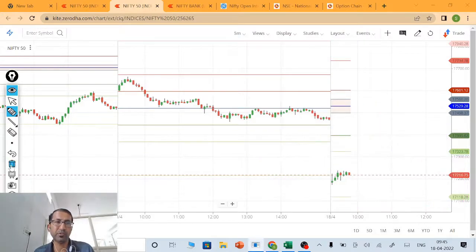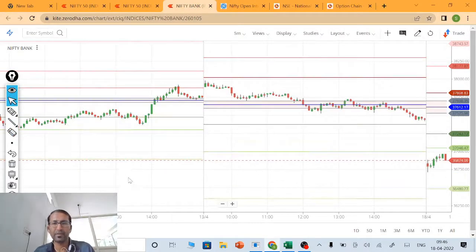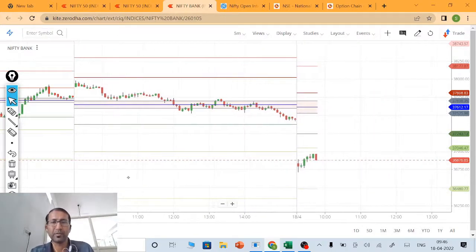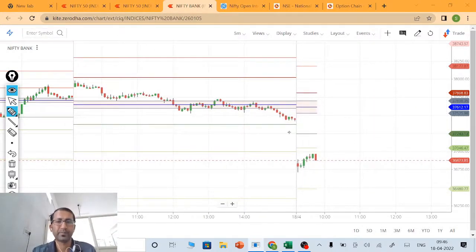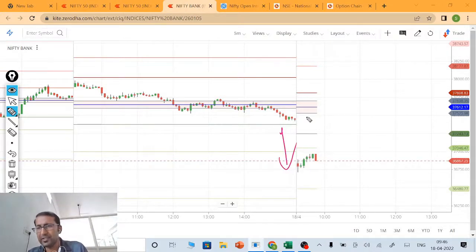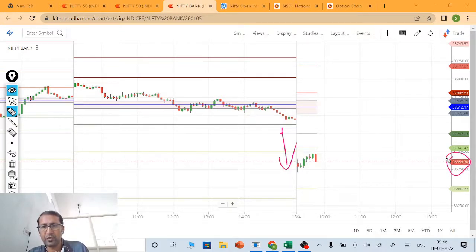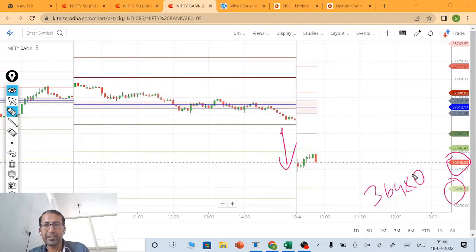Now let me come to the Bank Nifty chart. You see Bank Nifty also has a big gap down. 36,860 is the current level. There is a chance that the market can touch 36,480. That is going to be the next support. That is the last support. If it breaks, there can be a very heavy fall in Bank Nifty.